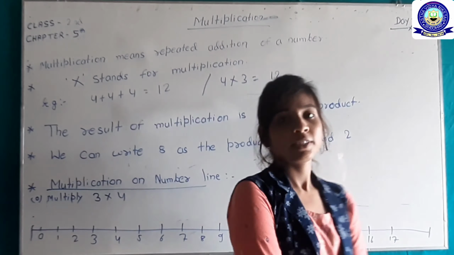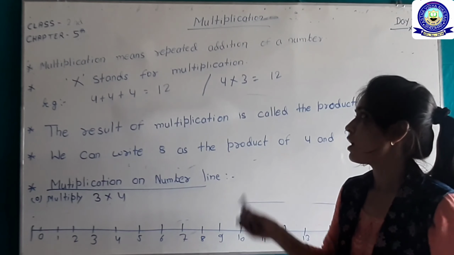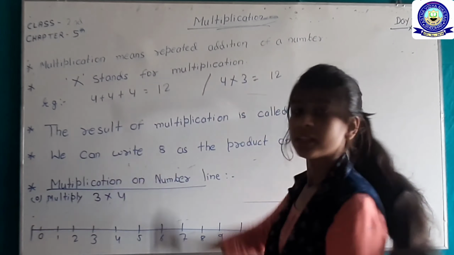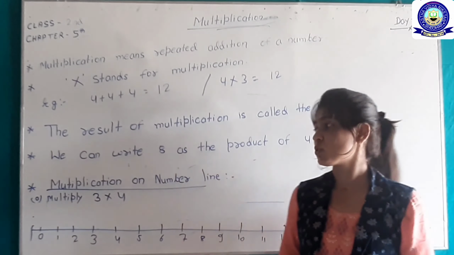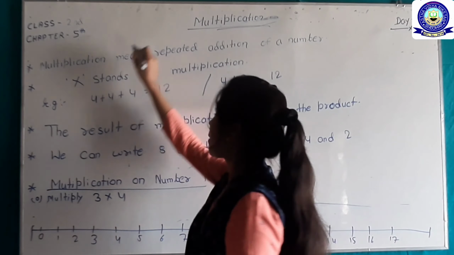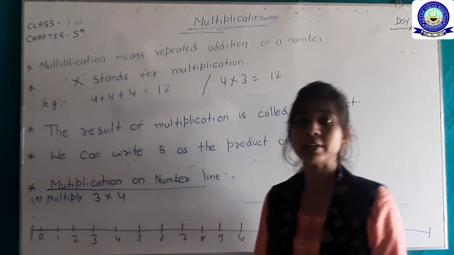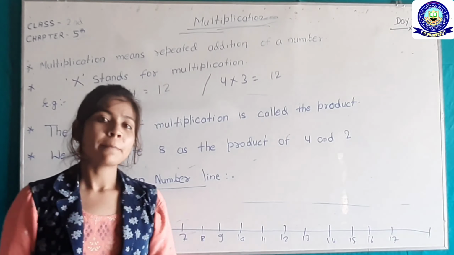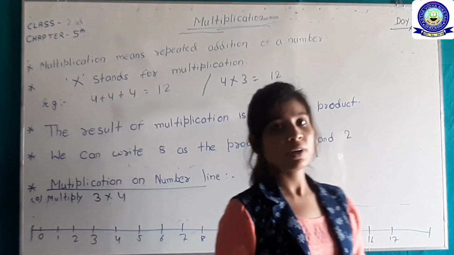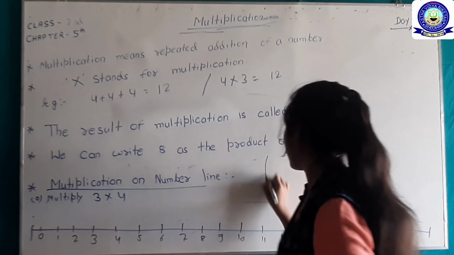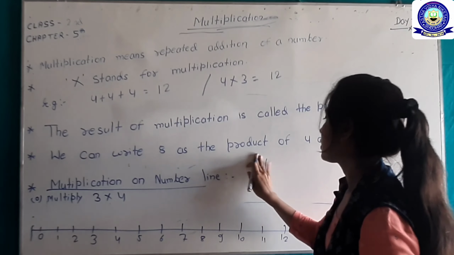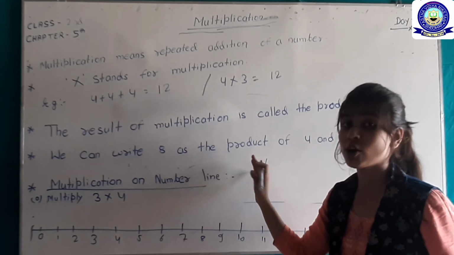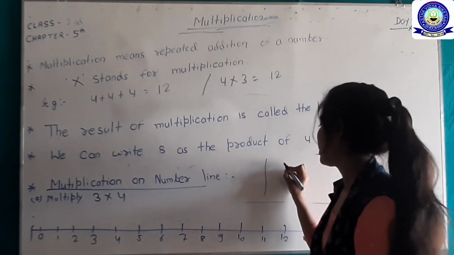Good morning children. This is our first day of chapter multiplication. This is chapter 5 in your notebook. First of all, we have to know what multiplication is and how we multiply between two numbers or two digits. Multiplication means repeated addition of digits. When we repeat digits, the repeated addition is called multiplication.